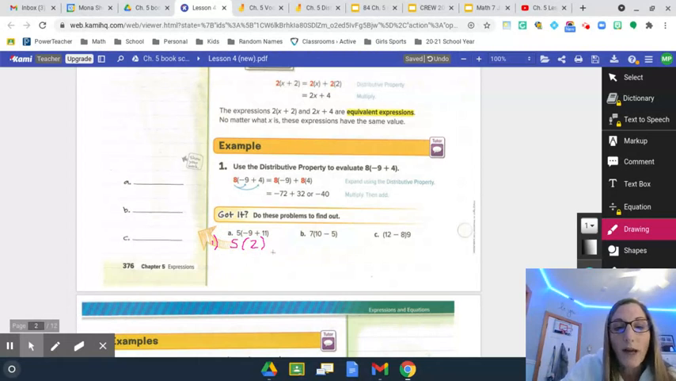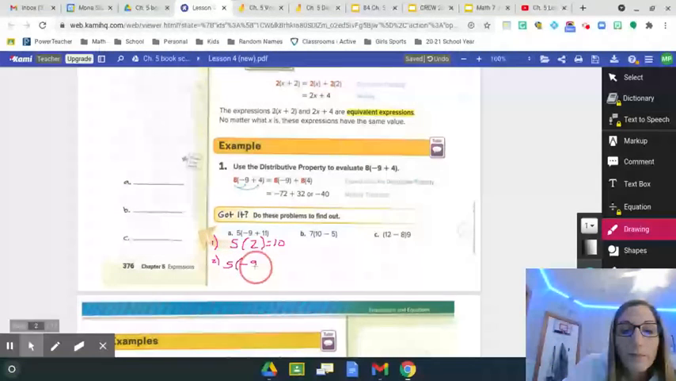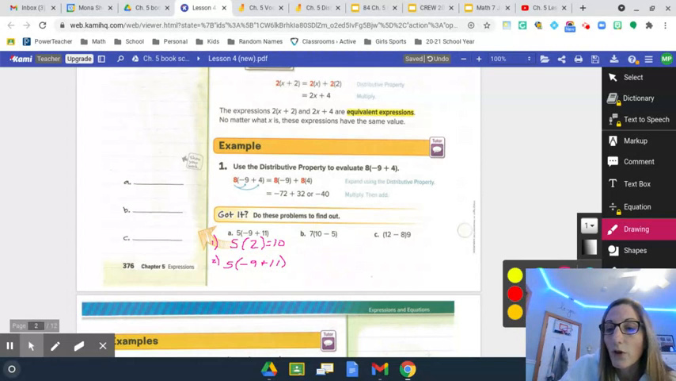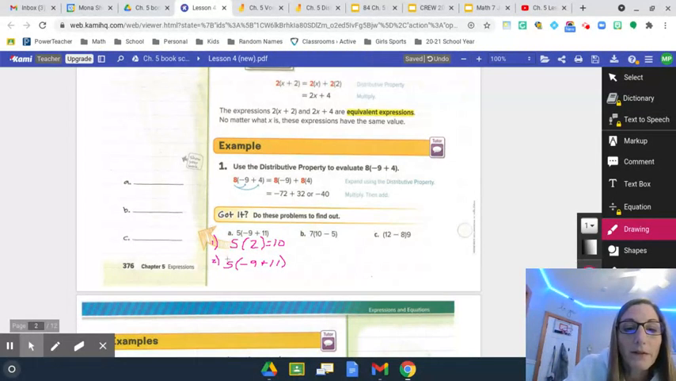And if I do that, 5 times 2 is 10. The second way, and I should get the exact same answer, is if I do distributive property. So I'm just going to rewrite this for a minute and show taking that 5 and distributing it in.